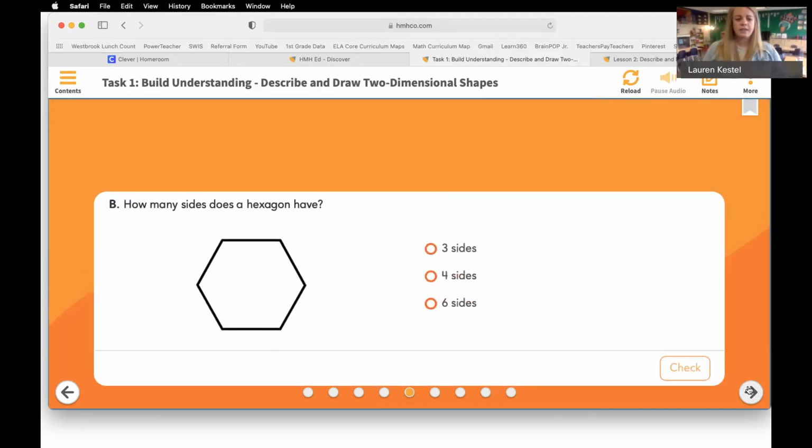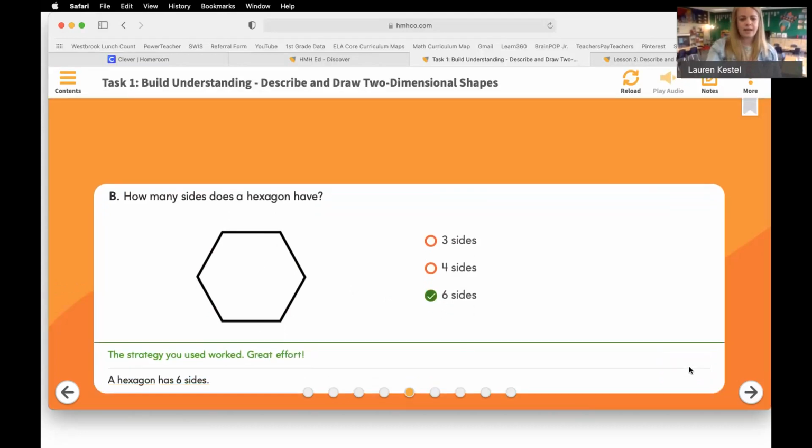How many sides does a hexagon have? Here we see a hexagon. Think, does it have 3, 4, or 6 sides? A hexagon has 6 sides. Great job.